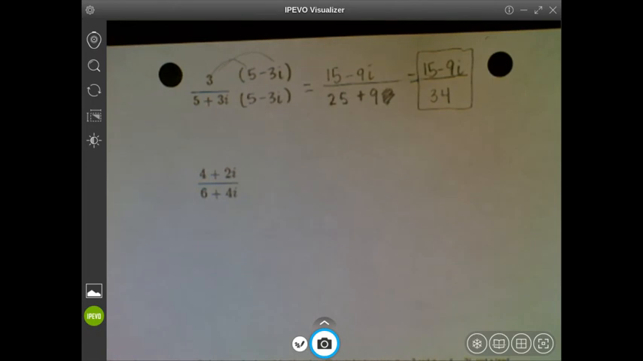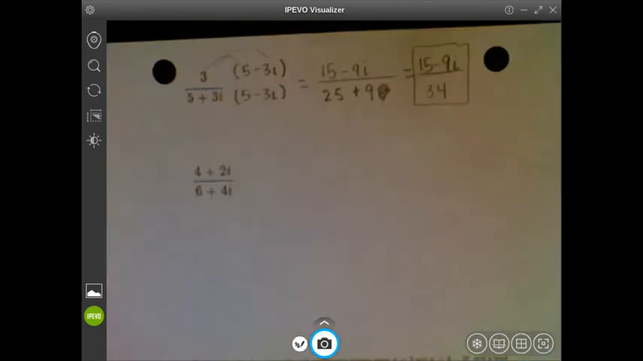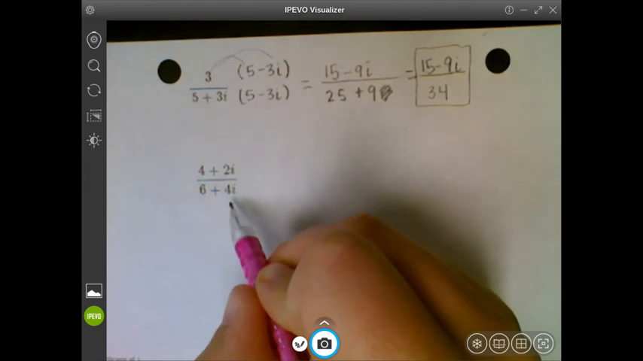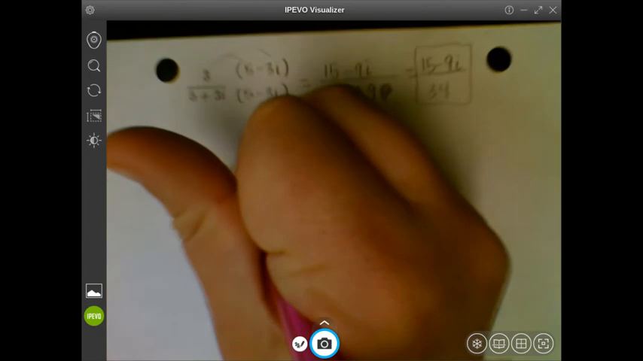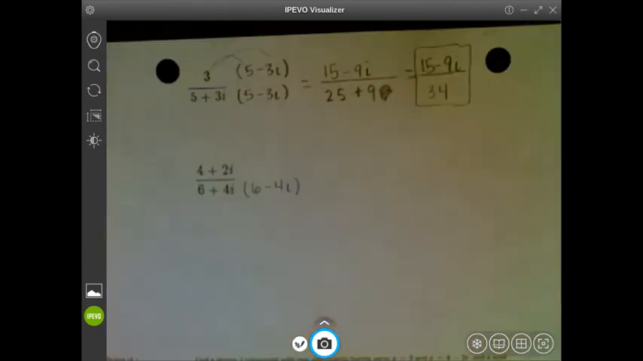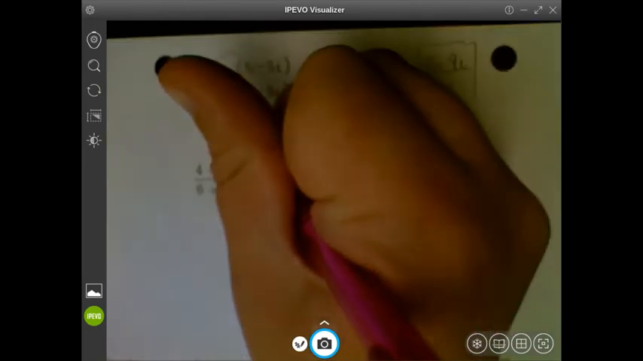All right, let's go ahead and do this next one as well. If you want to hit pause and try it on your own, go for it. The goal here is to get rid of any i's in the denominator. So you're going to multiply by the conjugate, which means instead of a plus 4i, it'll be minus 4i. And you have to multiply by the same thing in the numerator.